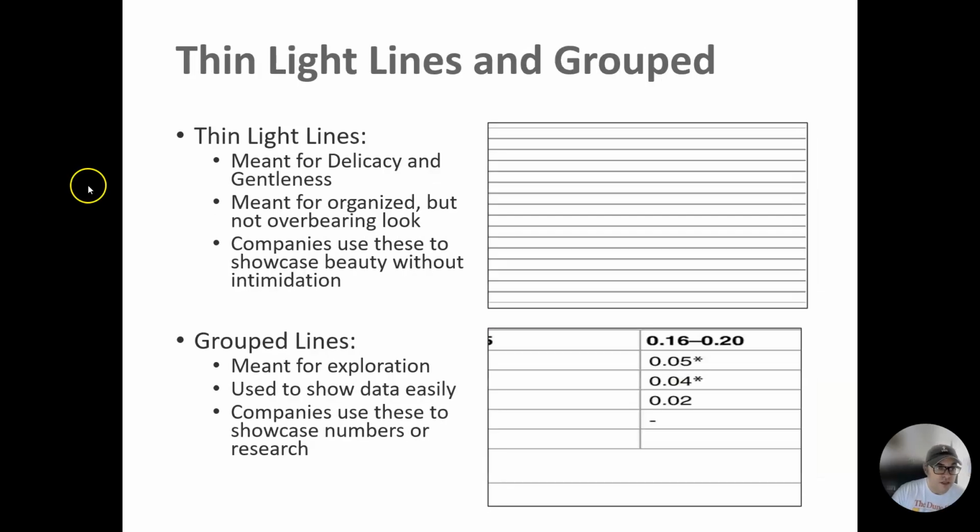That's another big thing. Now, thin, light lines are meant for delicacy and gentleness. They're meant to be organized, much like regular, traditional lines. However, these are meant for beauty. They're not supposed to be overbearing, and they're meant to showcase and follow along to show grace and without intimidation. That's really the biggest thing. And then the last thing are group lines. These are like data tables. They're meant to show exploration and also to show data easily. Companies use these to prove facts and logic a lot of times, especially when they're trying to highlight specific numbers and results.